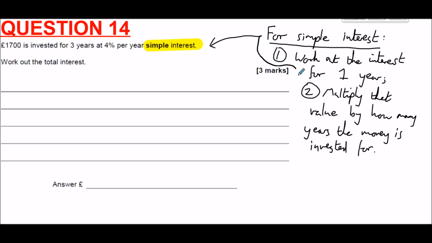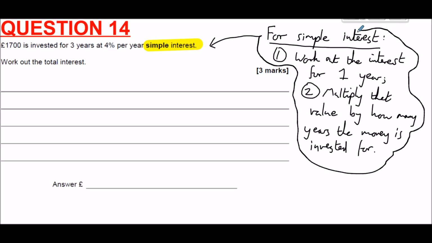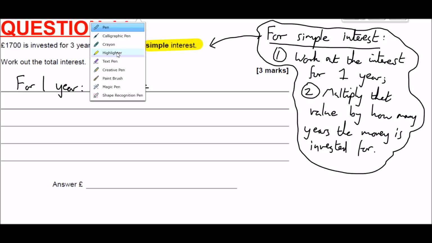So that's just worth recapping. It's easier applying it with the maths than writing it down. It sounds more complicated than what it is. So first of all we need to do is work out the interest for 1 year. So for 1 year, the interest is going to be 4%.